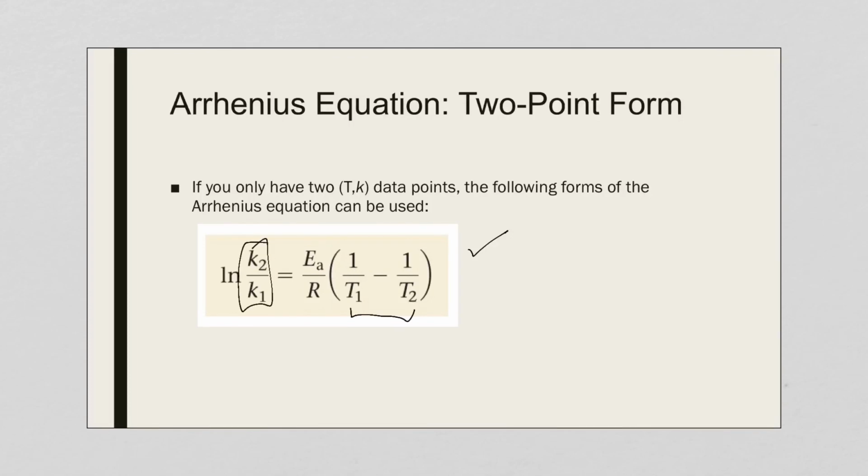Now, the other way that we can use this is that we could also use this as a way to solve for the activation energy, right? So I can measure what the rate constant is at only 2 temperatures here, and I could then plug all that data in and calculate the activation energy. So again, that's another way that this 2-point Arrhenius equation can be used.